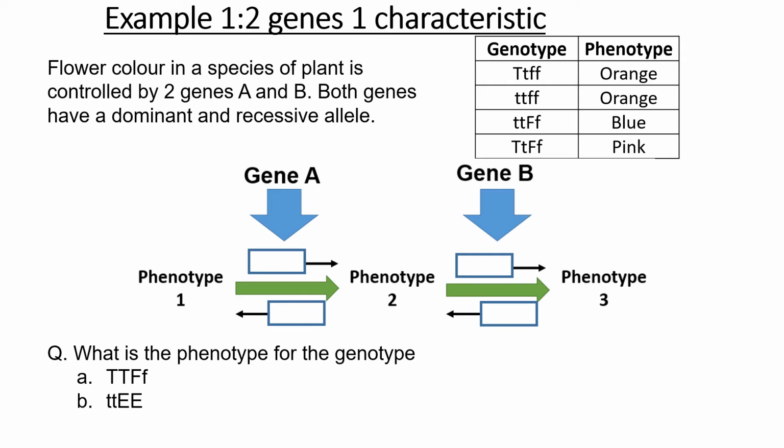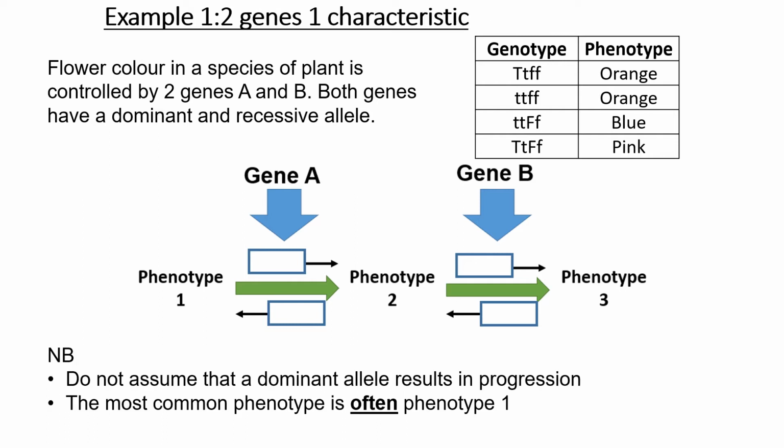In this particular question, in the table in the top right of the screen, you can see that we have two genes, T and F. The question information in the top left tells us that each of those genes has a dominant and recessive version, so a dominant and recessive allele, and it gives us some phenotypes. And then the question simply asks us, what is the phenotype of the following genotypes?